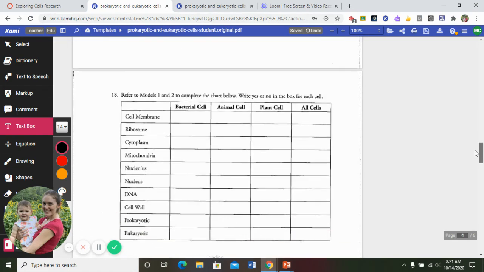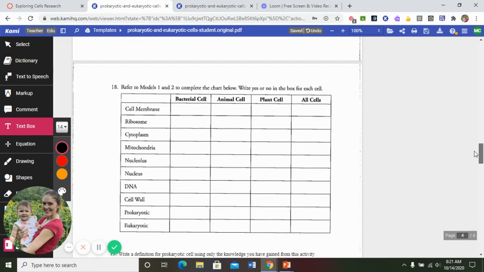Let me keep on going. Refer to models 1 and 2 to complete the chart. All you're doing is writing yes or no in the box. So if they have a cell membrane, for example, bacteria cells do have a cell membrane, so you would put yes. Animal cells, they do have a cell membrane, you would put yes. Whoa, I don't know why it does that sometimes. And plant cells, they have a cell membrane. Now I could have just said all cells over here, but I like to see the yes going across, because then I know that they have it.